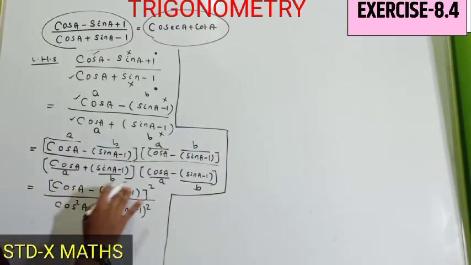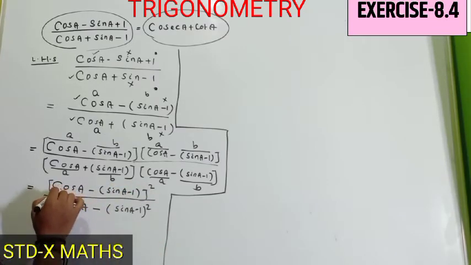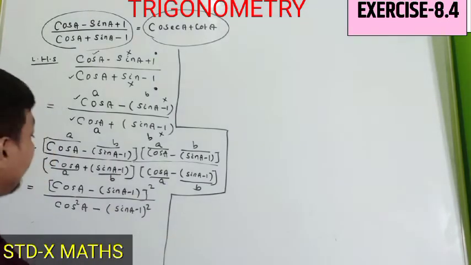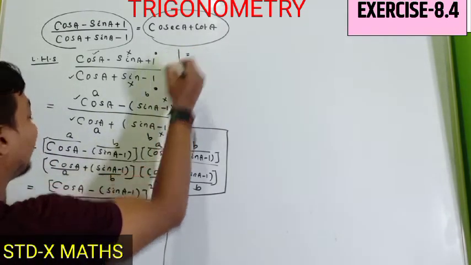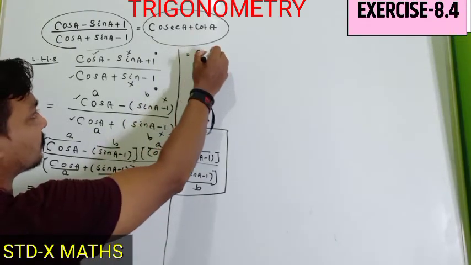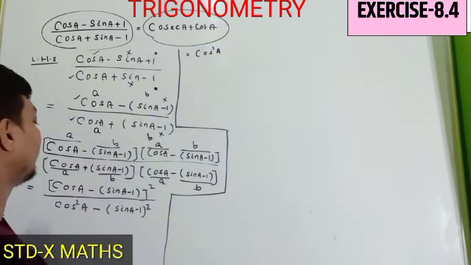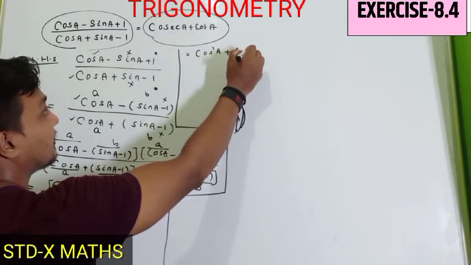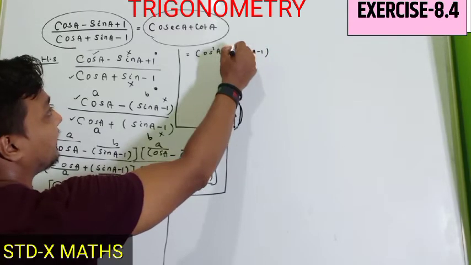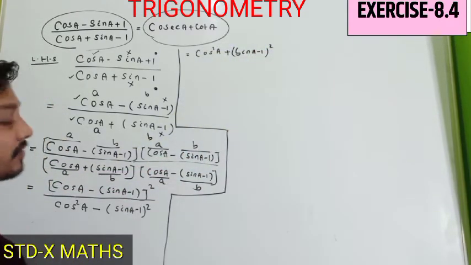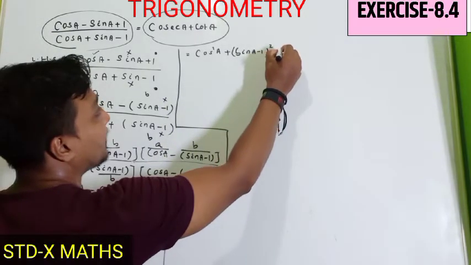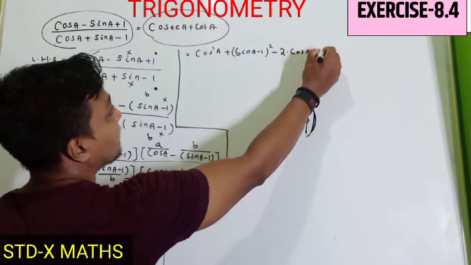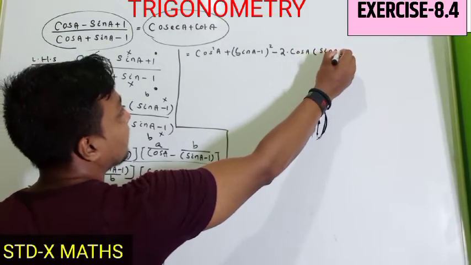Here it is a minus b whole square. Everyone knows this is a square plus b square minus 2ab. So I am writing a square as cos square a, b square plus sin a minus 1 its square, a square plus b square, then after minus 2ab. 2ab means minus 2, a is cos a, and b is sin a minus 1.